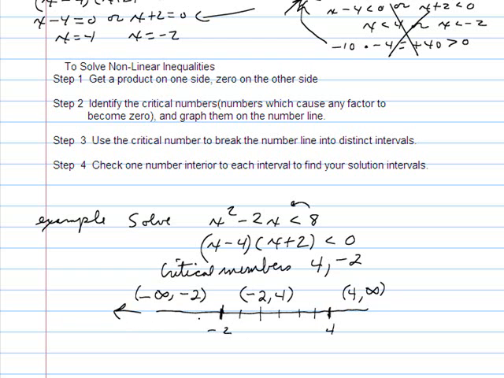And so two critical numbers break the number line into three intervals. Negative infinity to negative 2 brings us up to here. Negative 2 to 4 brings us up to here, and it contains the number 0. And then 4 to infinity starts here at 4, goes all the way out to infinity.